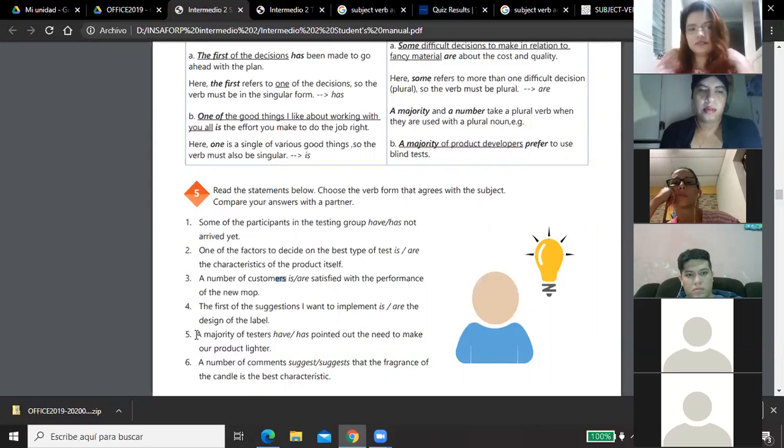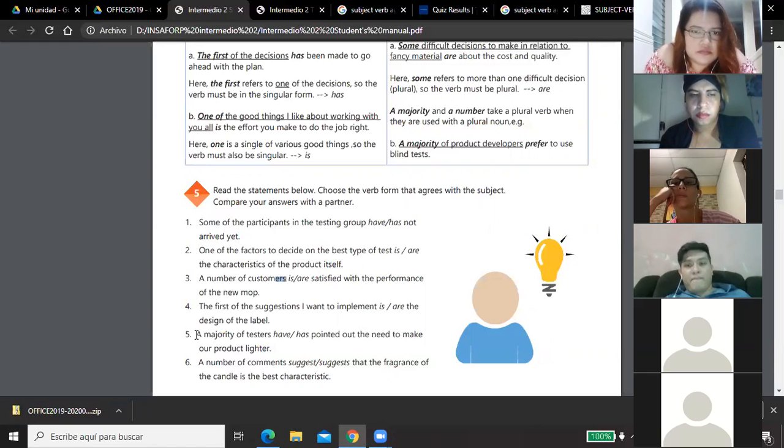Romulo, I guess you read the next one and ask a person that has not participated to answer the next one, please. A number of comments suggest that the fragrance of the candle is the best characteristic. Mario, answer please. It says a number of comments suggest. And the answer is suggests. A number of comments suggest that fragrance for the candle is the best characteristic.